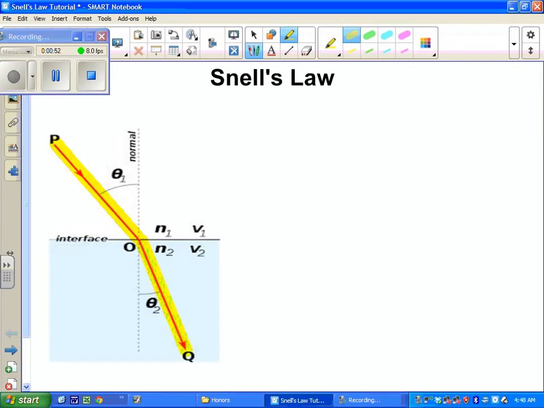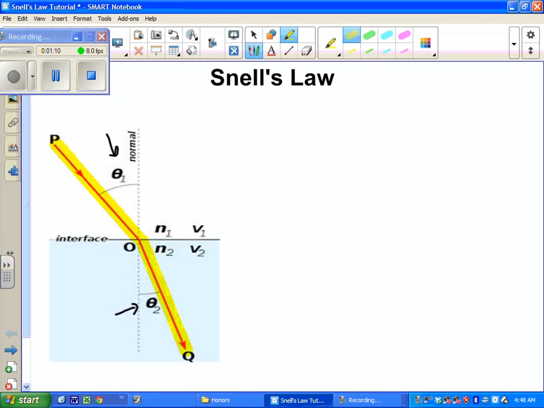The angle that it's bending at is this angle here, theta 2. And our original theta 1, both of these are measured from the normal, which is the line that's perpendicular to the surface itself.